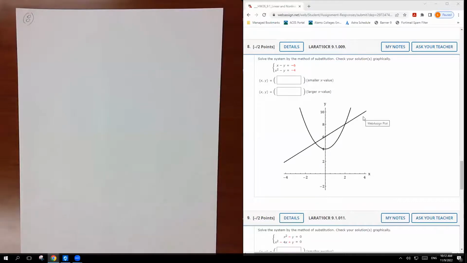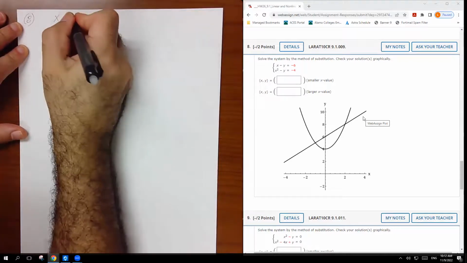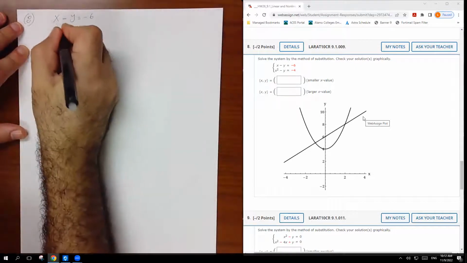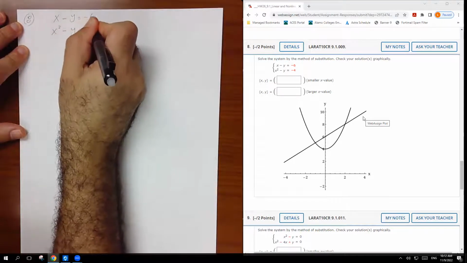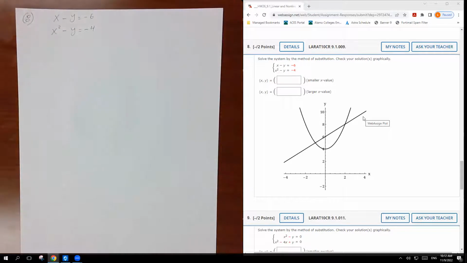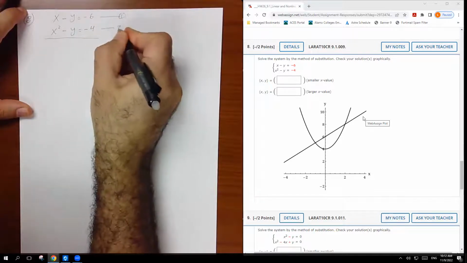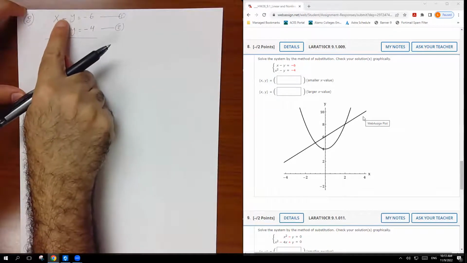Let's do the same steps with number 8. Solve the system by substitution method. So the system is x minus y equal negative 6 and x squared minus y equal negative 4. So we need to solve this system. Again, always you have to check which one is easier to solve for x or y. So this is the first one, and here's the second one. So I have x squared here. So the easiest one to solve is the first one.